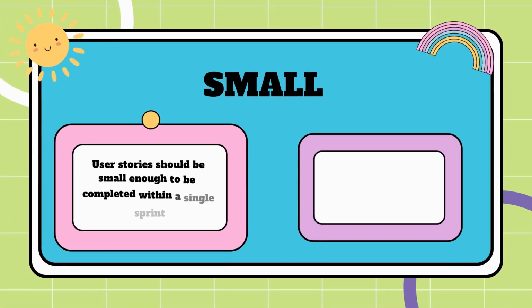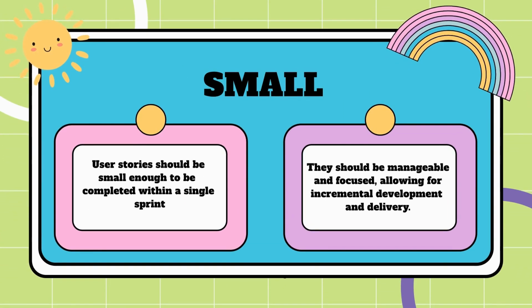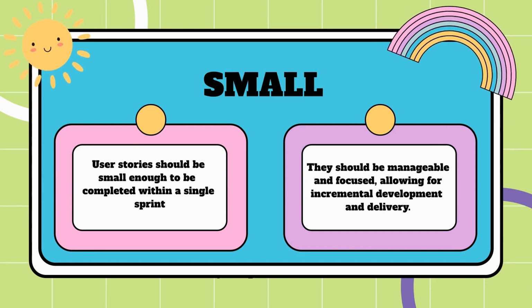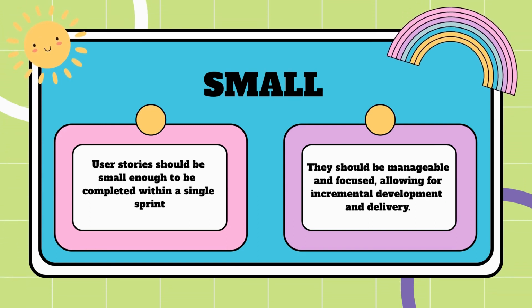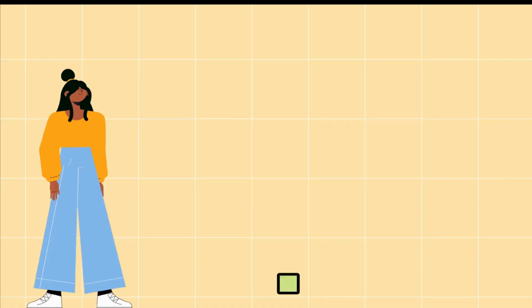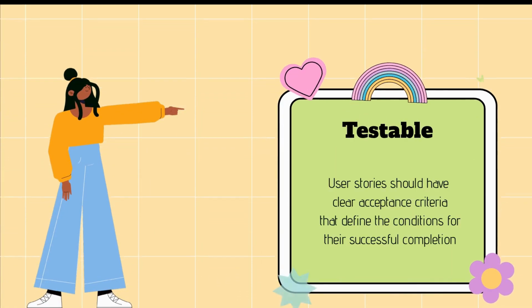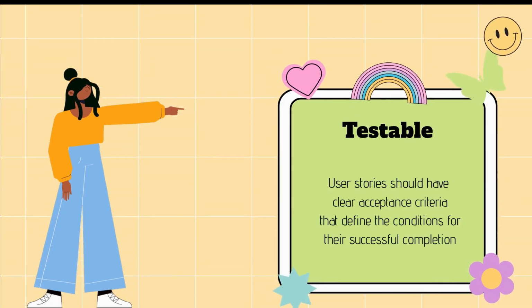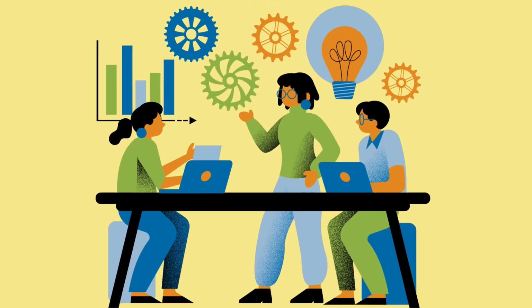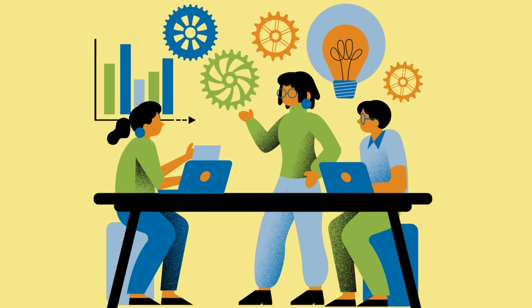Small. User stories should be small enough to be completed within a single sprint. They should be manageable and focused, allowing for incremental development and delivery. Testable. User stories should have clear acceptance criteria that define the conditions for their successful completion. This ensures that the team can verify and validate the implementation.